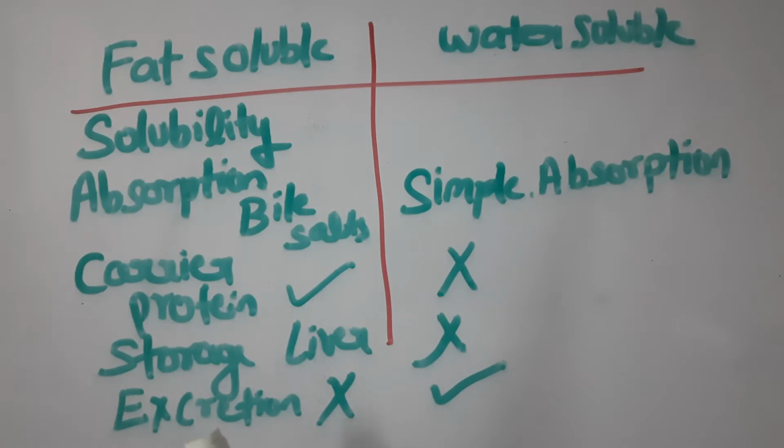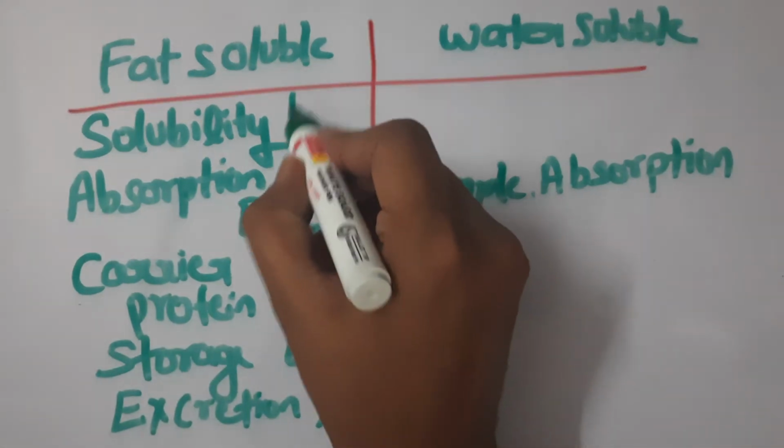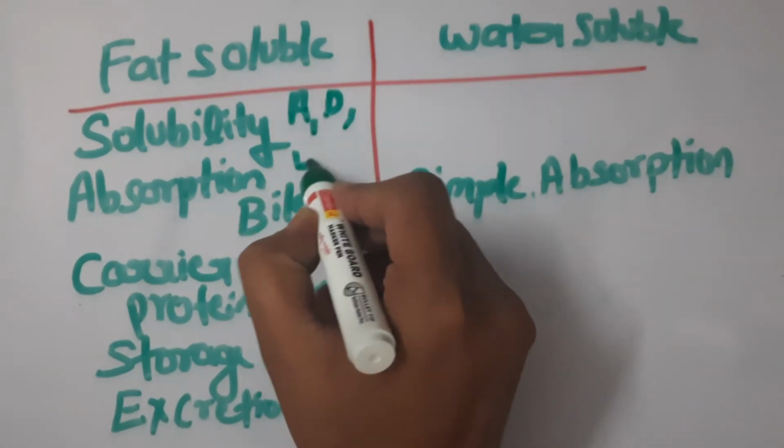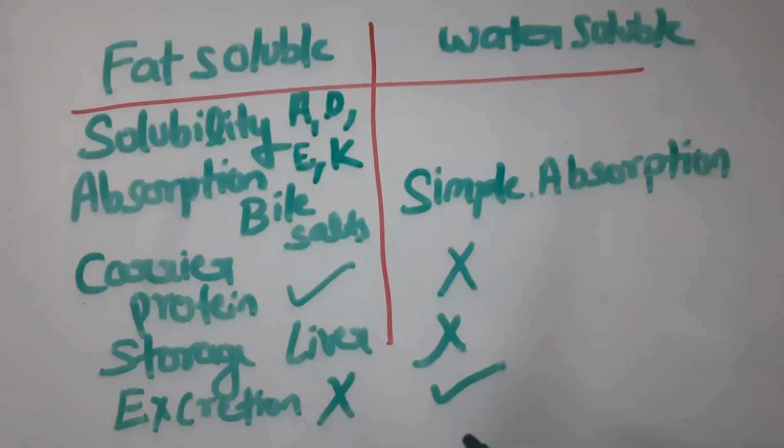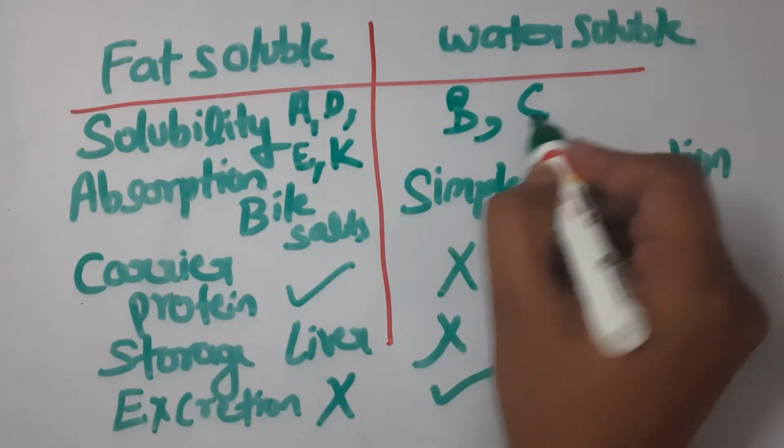Treatment of deficiency. In case of fat-soluble vitamins, we can give a single large dose. But in case of water-soluble, we require a regular supply, maybe a dietary supply. The examples of fat-soluble vitamins are vitamin A, vitamin D, vitamin E and vitamin K. While in case of water-soluble, vitamin B and vitamin C.